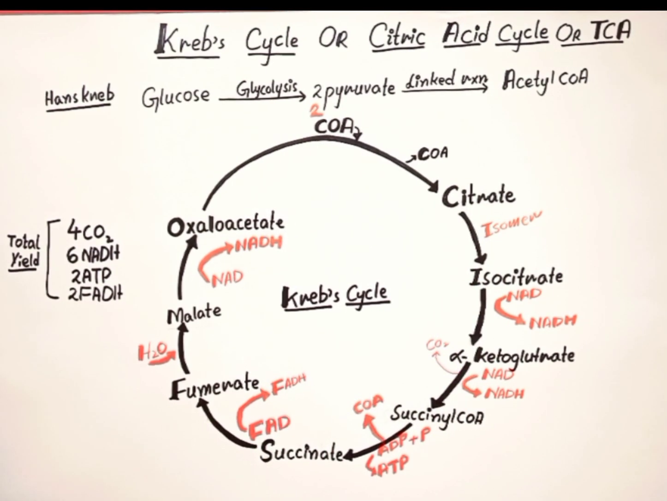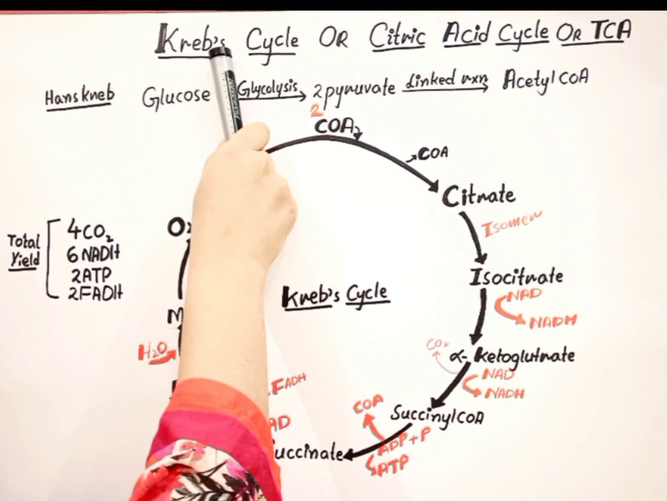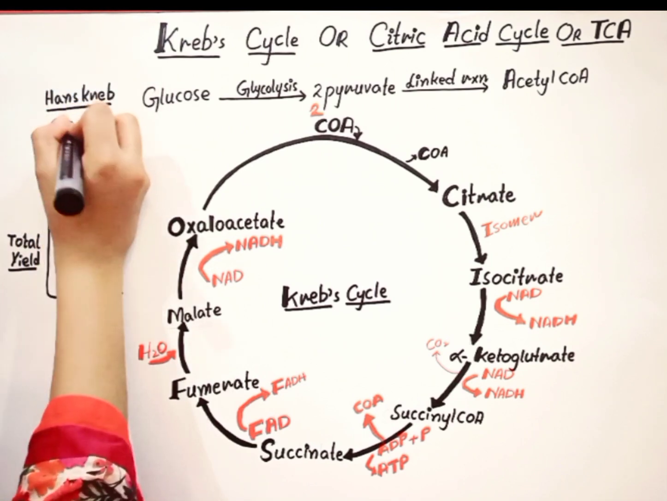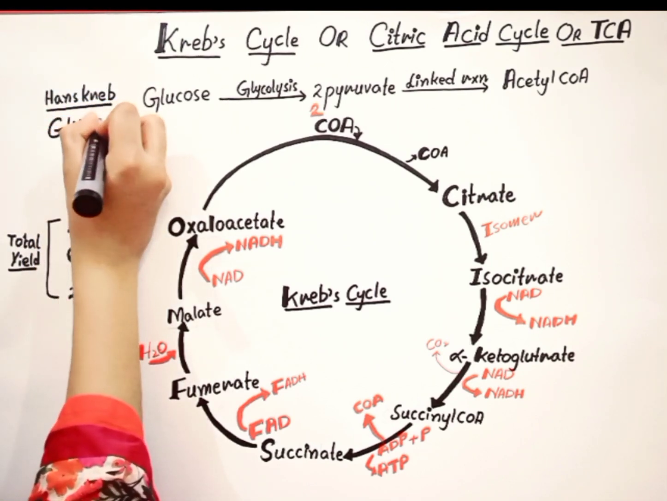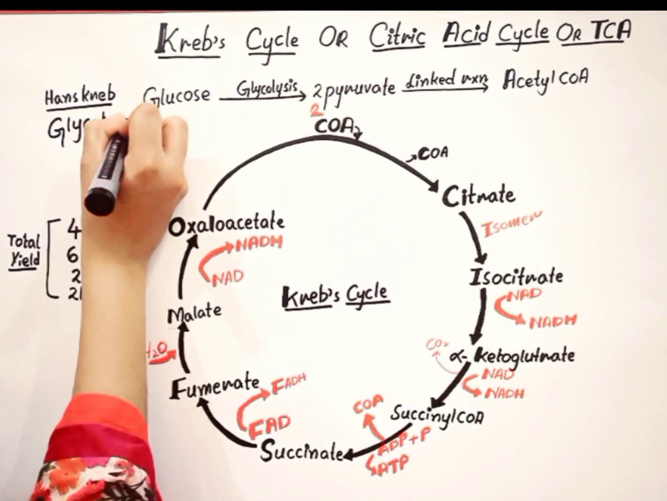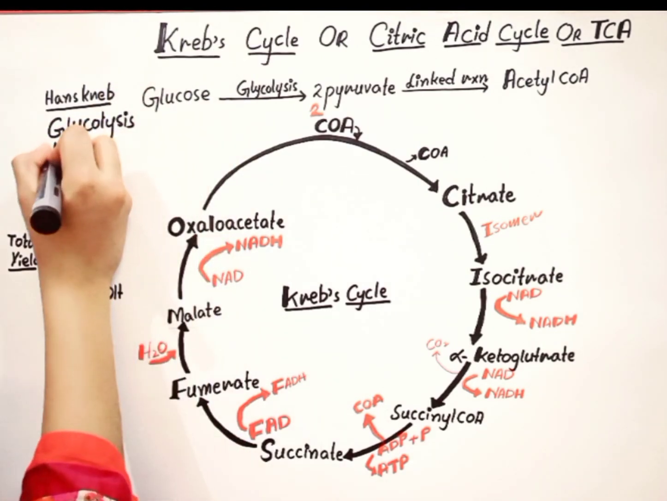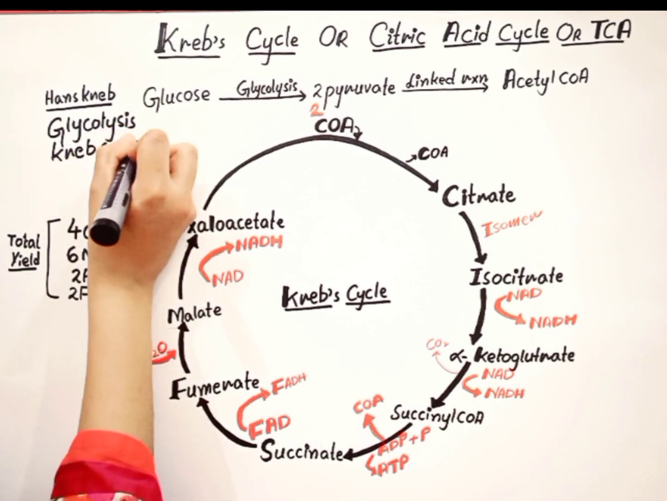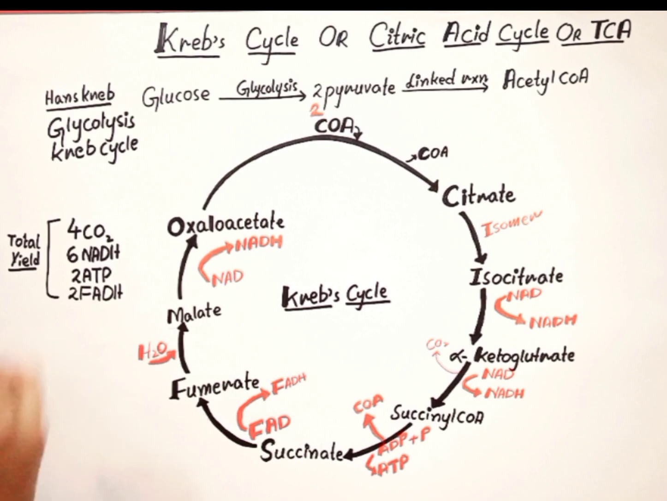This Krebs cycle is the second step of cellular respiration. If we talk about aerobic respiration, then this Krebs cycle is the second step. And aerobic respiration consists of 3 steps. The first one, which we discussed in our previous lecture, is glycolysis. The second one is this Krebs cycle. And the third one is the electron transport chain.